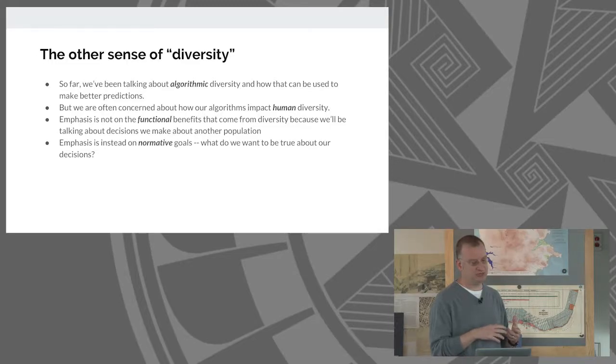The emphasis here is not on the functional benefits that come from diversity, because that was the first part of what I'm saying, and that's also part of what a bunch of the other speakers here have been talking about. But now we're in a situation, at least in this part of the talk, where we've got some kind of model and it's making predictions about some other population. We don't necessarily understand how that population can be impacted functionally by our algorithm, but we can certainly understand how it can be impacted socially or ethically. So now our concern is trying to understand the way that the algorithms we're building are impacting bias in some other group. Does that make sense?